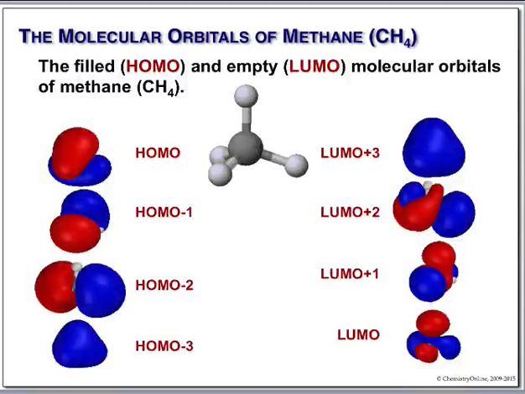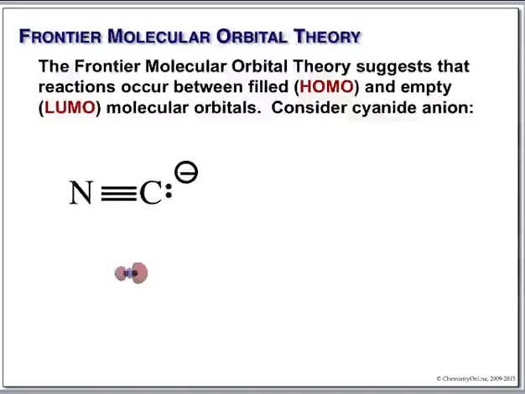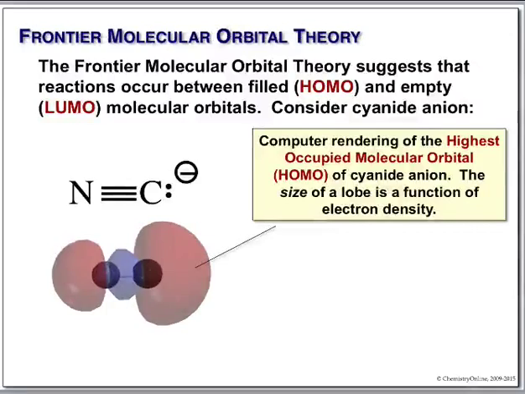Again, these have sometimes bizarre geometries, but these are regions of space in the molecule where you could put electrons. In what's known as frontier molecular orbital theory, making and breaking bonds is done in terms of these molecular orbitals.